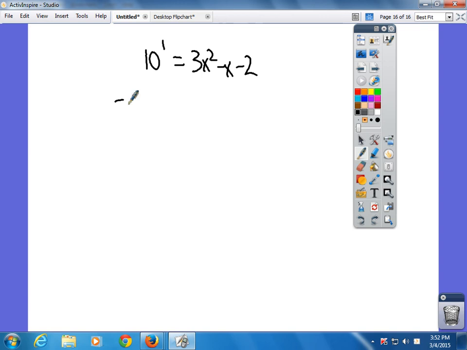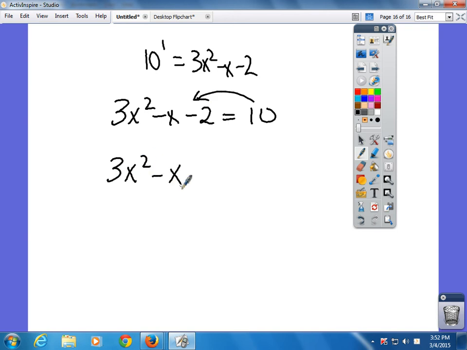And I'm just going 3x squared minus x minus 2 is equal to 10. Bring the 10 over. 3x squared minus x. What's negative 2 minus 10? Negative 12. And then break it up. Of course, I would do complete the square, but you know, people have a fit if I did that.